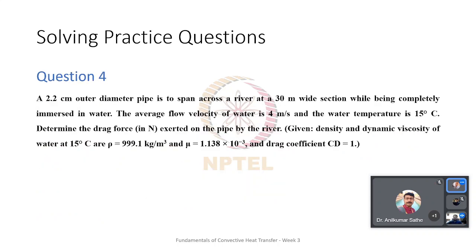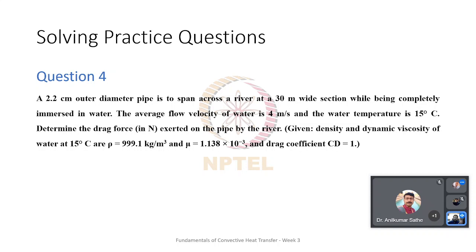So moving on, we'll move on to question number 4. This is also a numerical. It says that a 2.2 centimeter outer diameter pipe is to span across a river at a 30-meter wide section while being completely immersed in water. So there is a flow of water, and within that flow there is a pipe installed. The dimensions of the pipe are given, the diameter and the length. Now coming to the fluid flow, the average flow velocity of water is 4 meters per second, and the water temperature is 15 degrees Celsius.